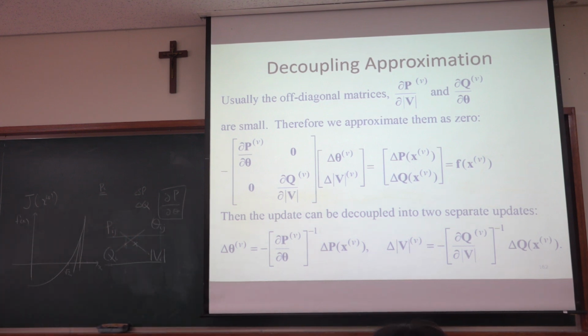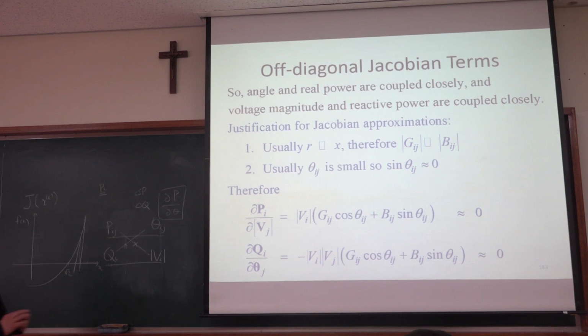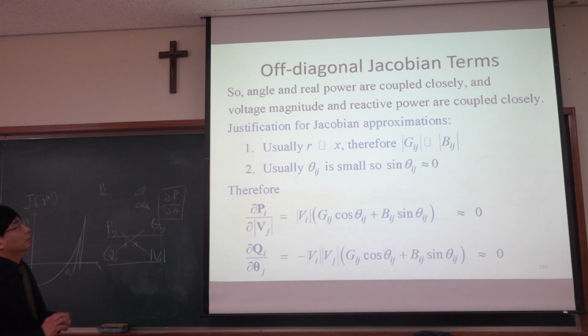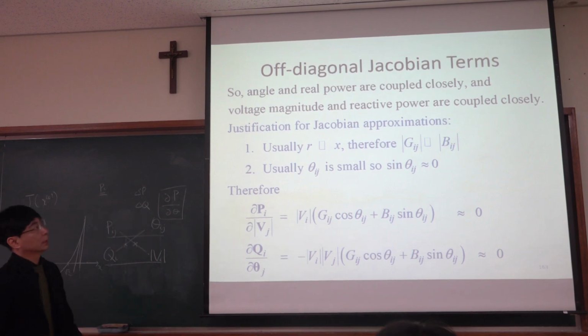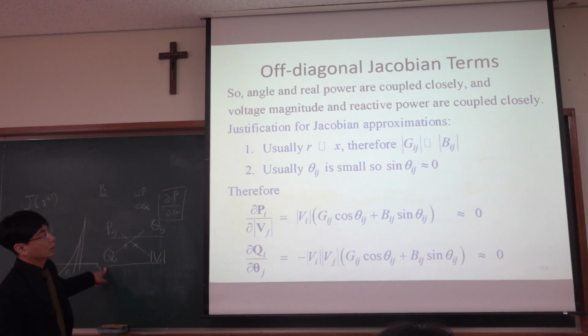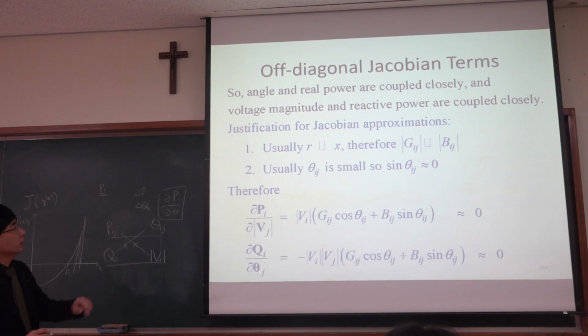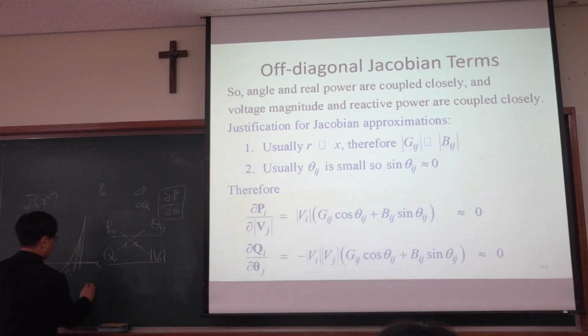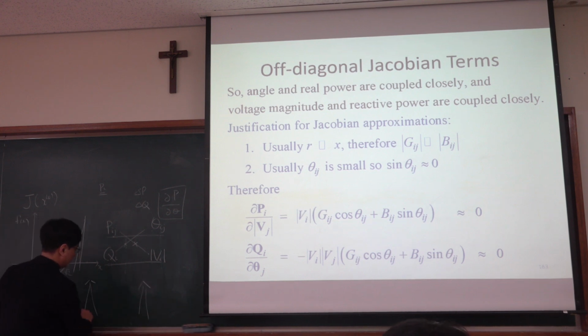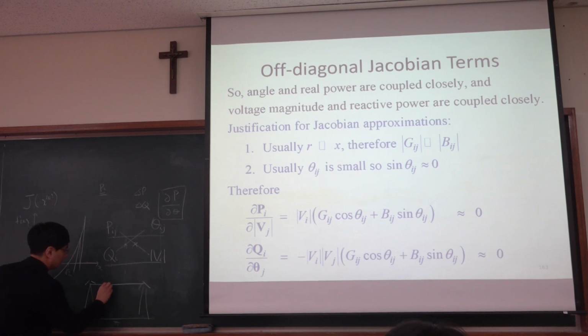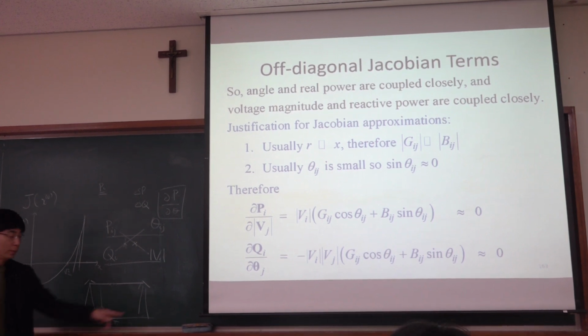Okay. So let's see why that is true. Of diagonal Jacobian terms, so angle and real power are coupled. Yeah, angle and real power are coupled closely, and the voltage magnitude and reactive power are coupled closely. And that is because, you know, in reality, okay, so we have transmission tower. Transmission tower, this is ground, 0 voltage, and transmission line, and it has some resistance and some inductance and some capacitance, you know, shunt capacitance here and here. So you remember the pi model.